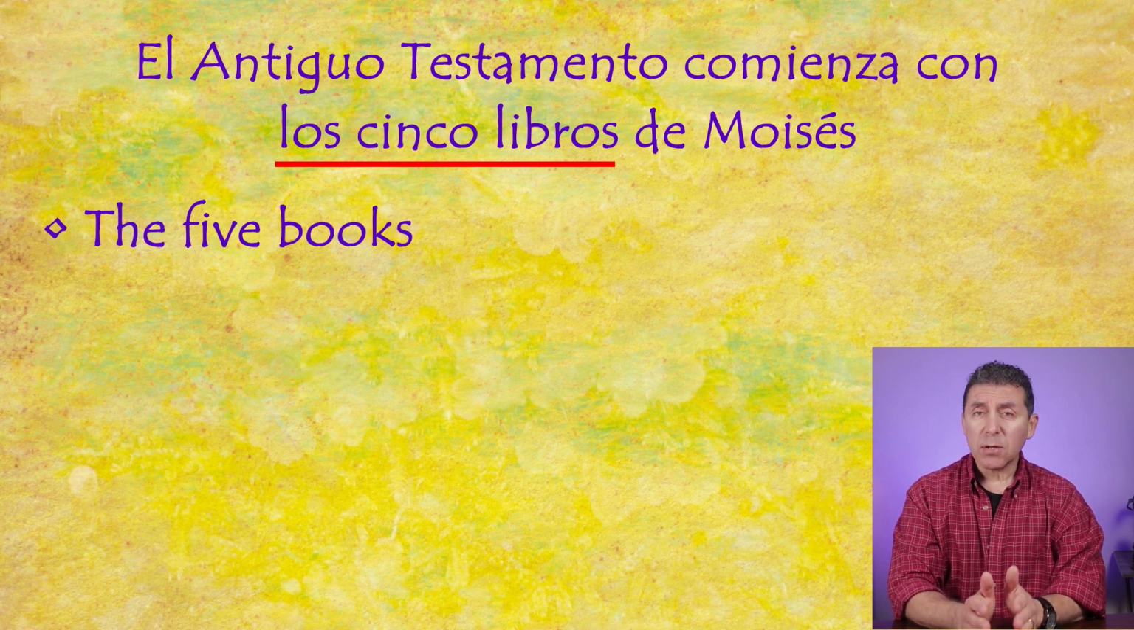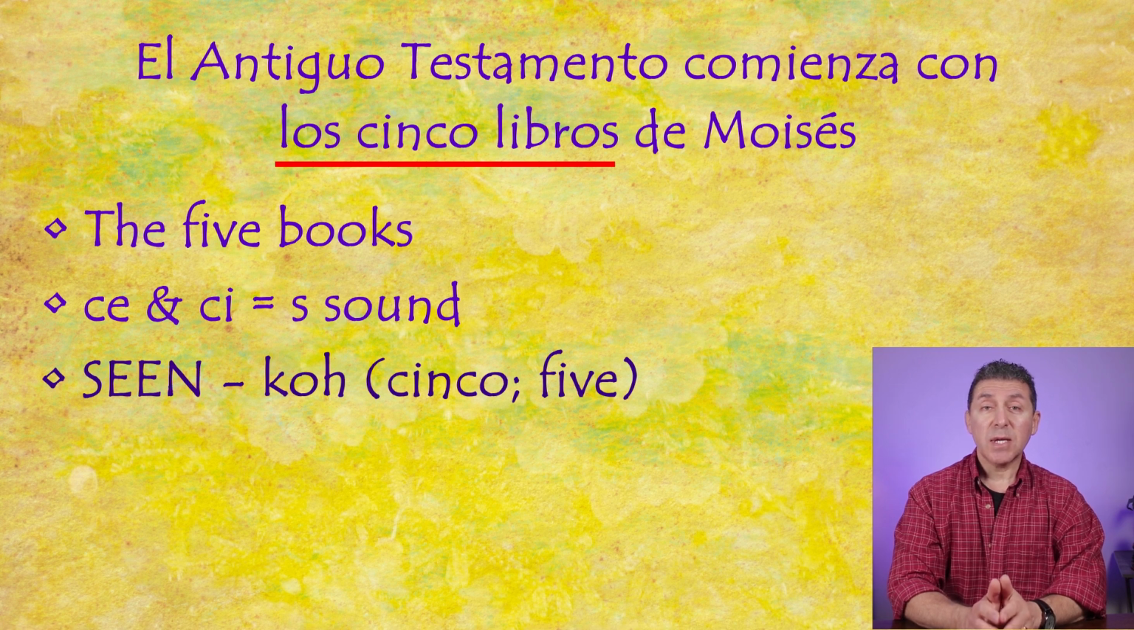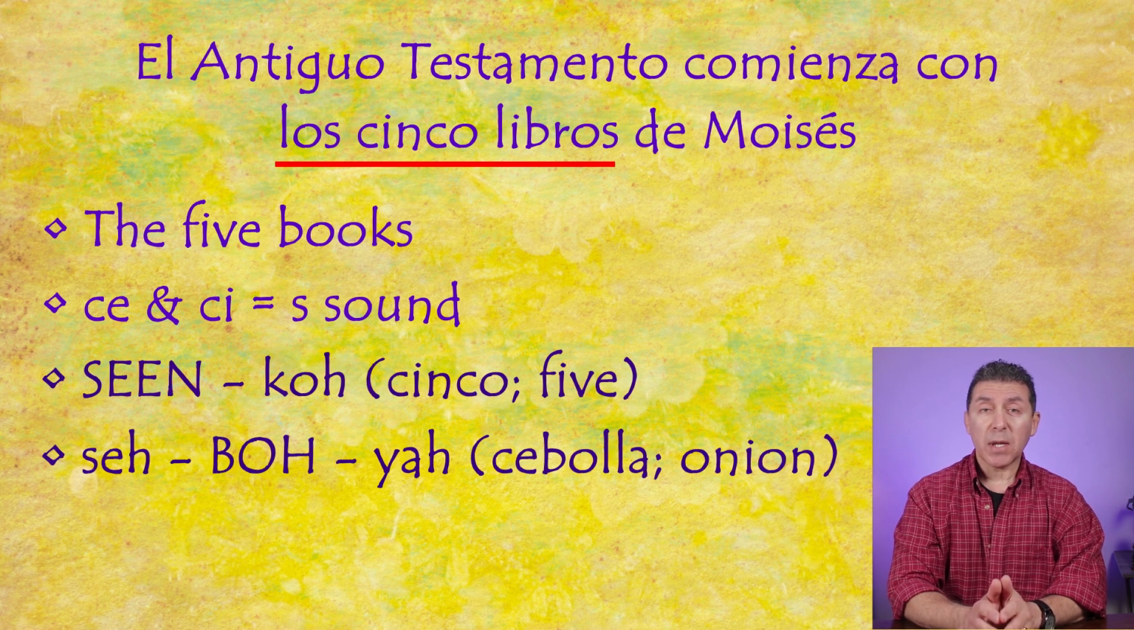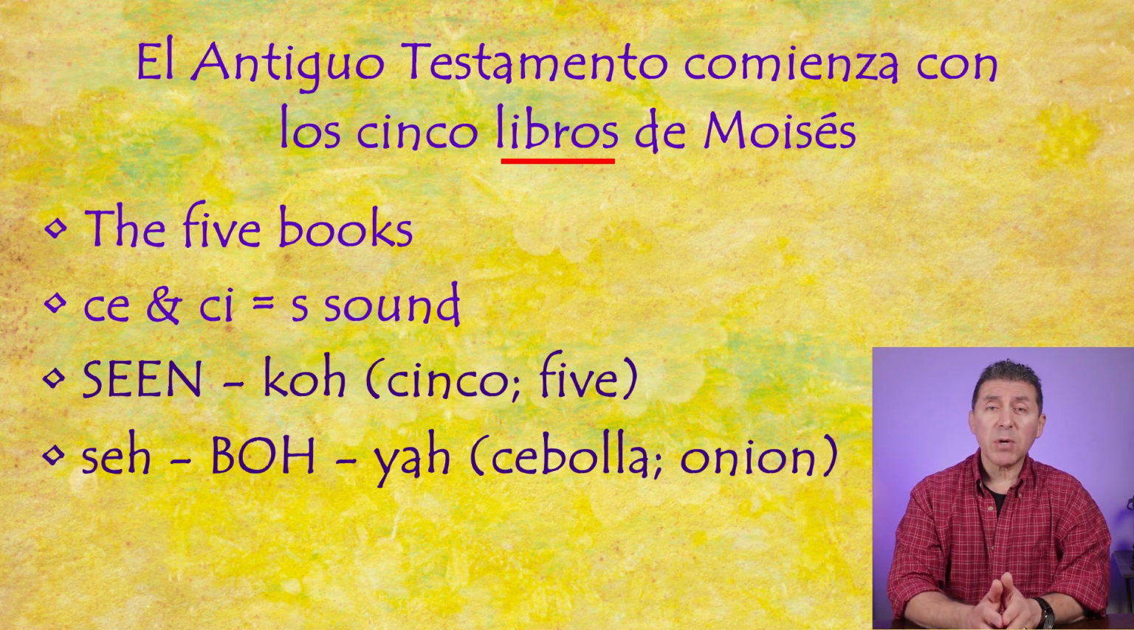In Spanish, when the letter C is followed by an E or an I, it has an S sound. For example, cinco, cinco, cebolla, cebolla. Note that the main noun here is libros. The number 5, or cinco, is simply describing how many books there are. In this case, then, the definite article needs to agree with the main noun, libros. So we have los. Also, note that they both end with os. ¿Todo claro? All clear? Muy bien.